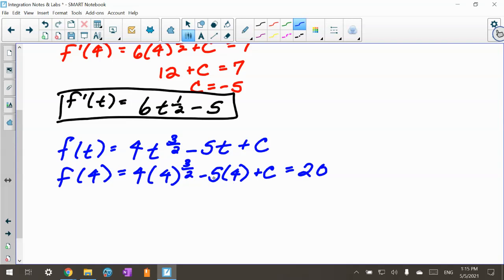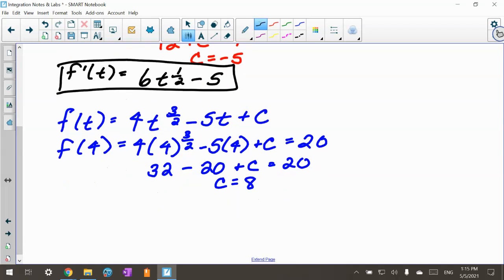So when I do all this, this is a negative 20. This comes out to be 32. I'm going to put it in my calculator: 32 minus 20 plus c equals 20. And when I go through and move everything to the other side, I get c to be 8. So now I have my original function: f of t is 4t to the 3/2 minus 5t plus 8.